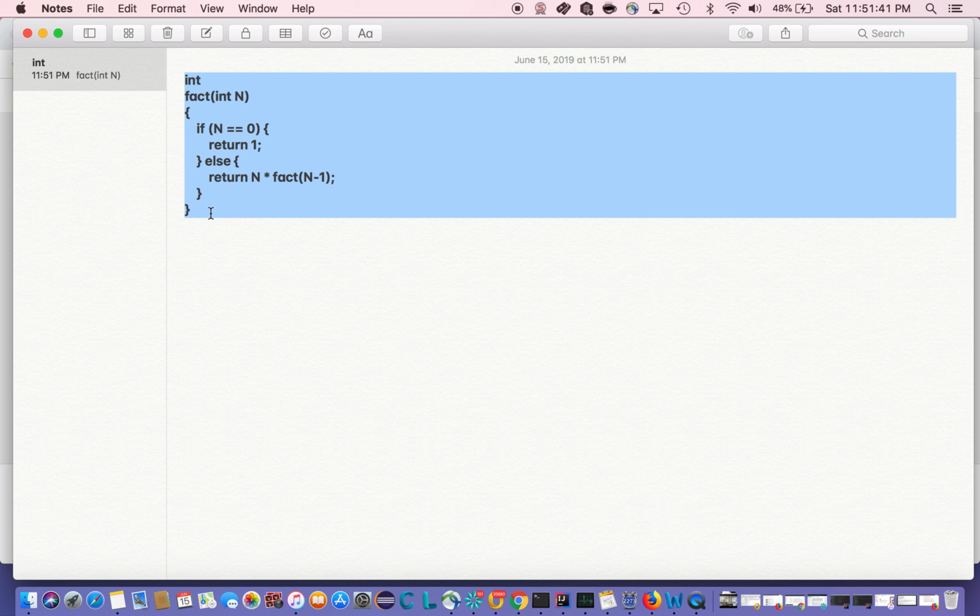Today we will talk about compile time factorial evaluation in C++. This is the traditional way to write a factorial using recursion. It's very simple.